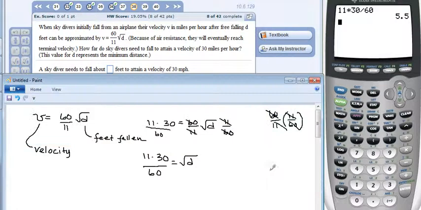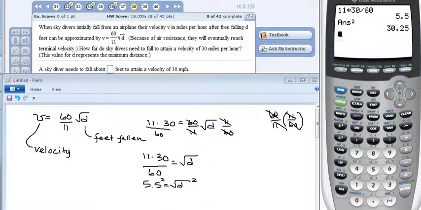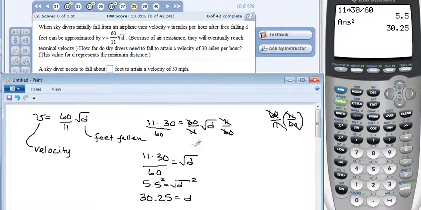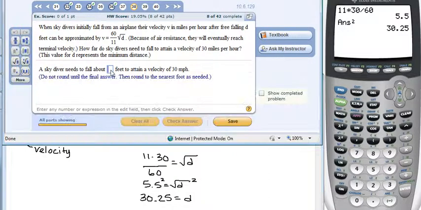Okay, so we want to round. We'll say that's 5.5. It's not looking for an exact answer. All right, so how do I get rid of my square root? Square both sides. 5.5 squared gives 30.25. So that's my distance. 30.25 is equal to d. So what this is telling me is if I want to hit 30 miles an hour, it's about 30 feet down, right? Is this 30?